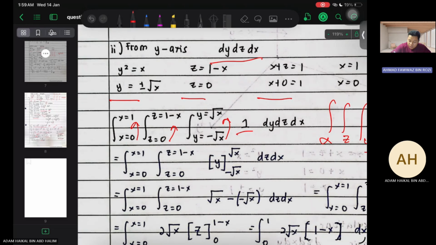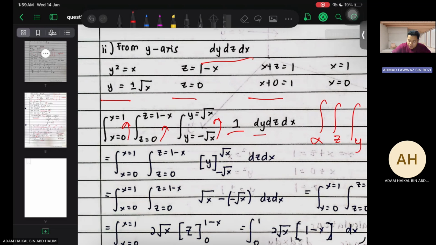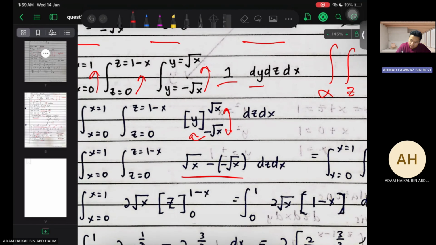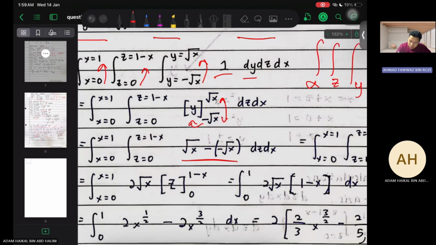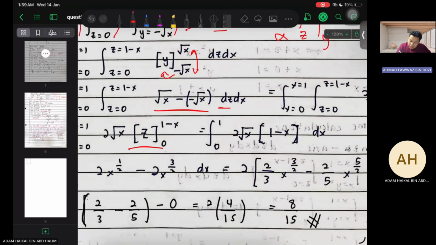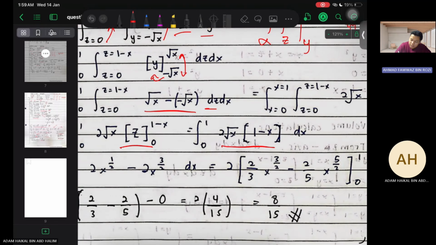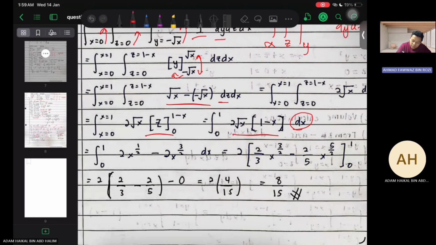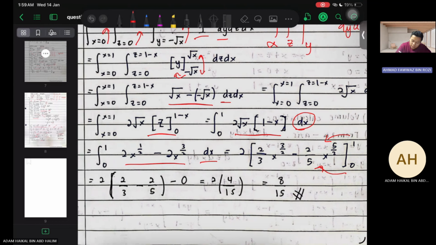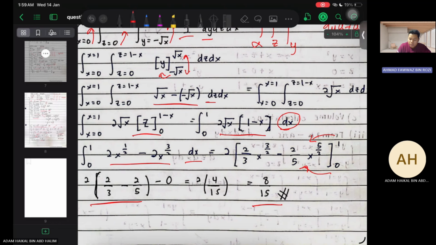Okay, first we integrate y and put the limits into y, and after that we get this. Then we integrate z, we just put z in there, and after integrating z we get an expression in x, and lastly we integrate x. After integrating x from 0 to 1, the last answer is 8 over 15.